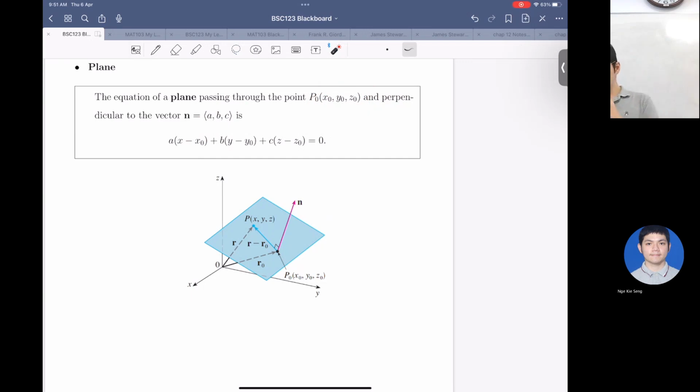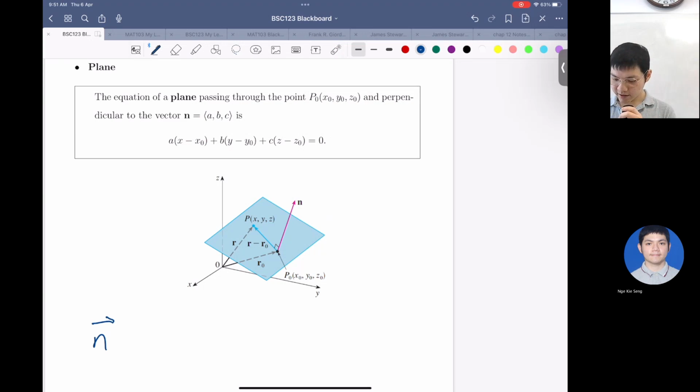So you need a plane that passes through this point. First of all, your plane contains this point, and then all the other points are called x, y, z. The vector from x0, y0, z0 to all these points should all be perpendicular to n. This is the condition we use.